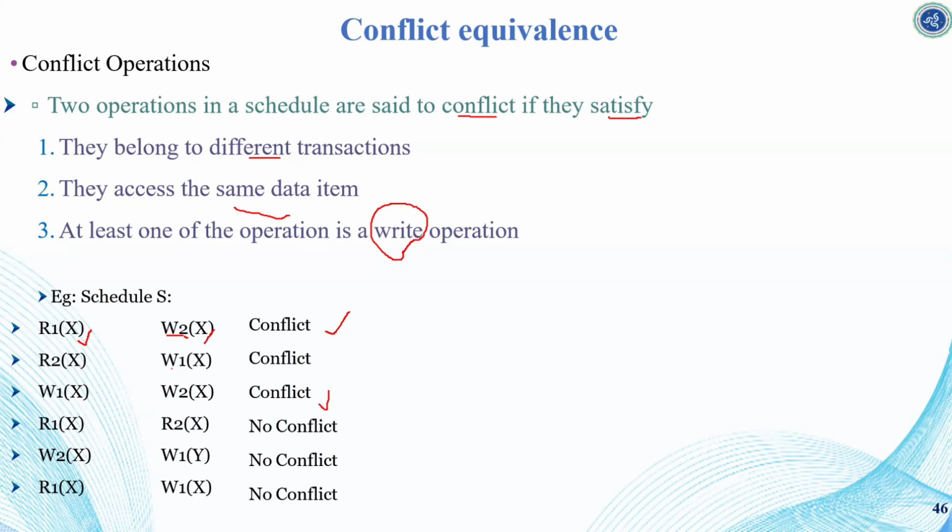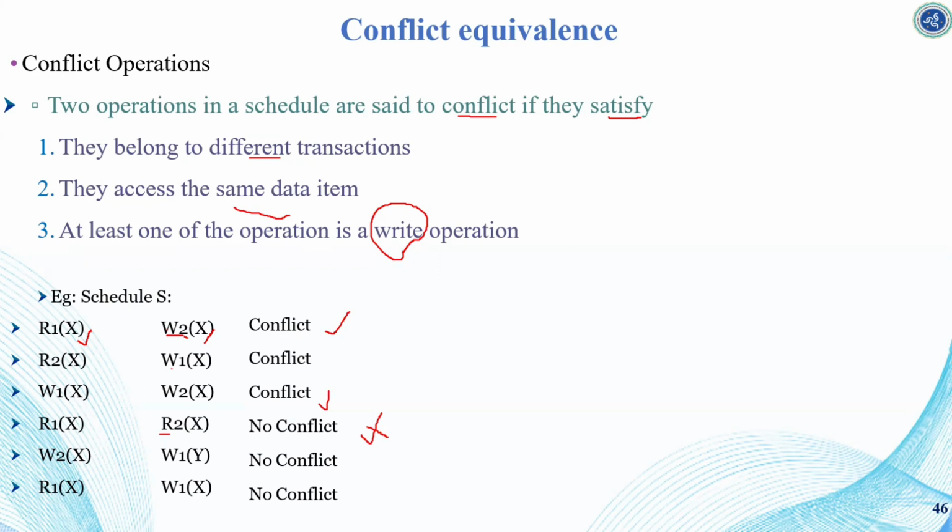Now we can see the next three cases, which are not conflicting. Here transaction T1 is reading X, and transaction T2 is reading X. They belong to different transactions, T1 and T2, accessing the same item. But what about the third condition? One of them should be a write. Here both are reading, so it is not a conflicting operation.